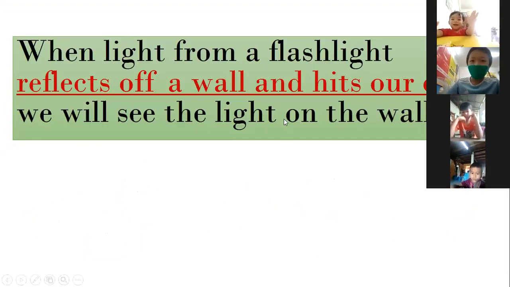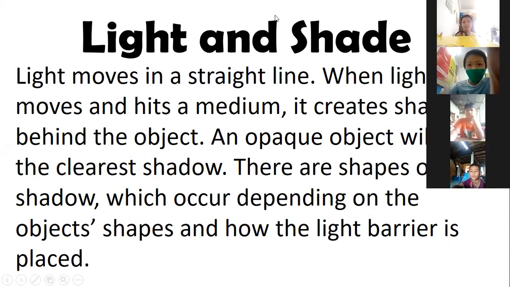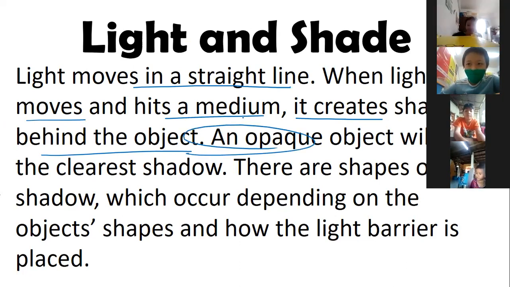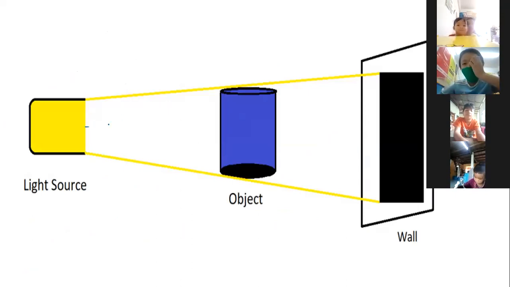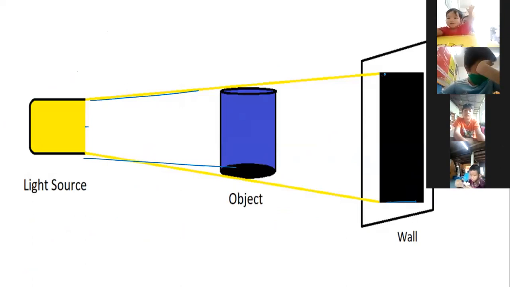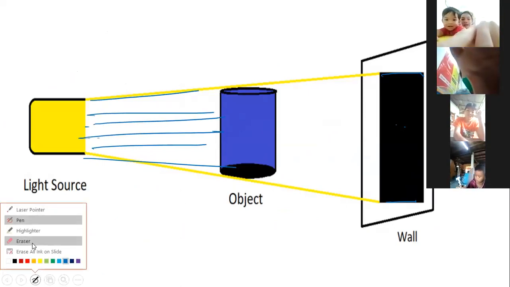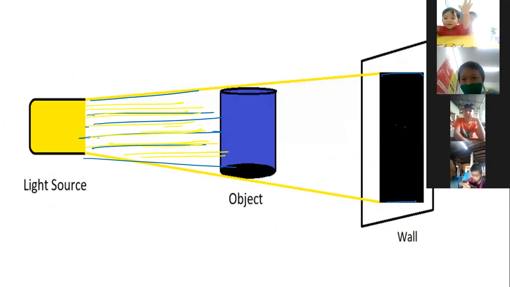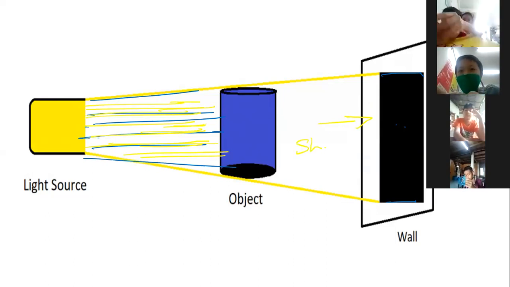So when light from the flashlight reflects off the wall and hits our eyes, we see the light on the wall. Light moves in a straight line, not a curve. When the light moves and hits a medium, an opaque object, it creates a shadow behind the object. We talked about this yesterday. This is the light source, and this here is what we call the shadow. Because the light cannot pass through, it creates a shadow.